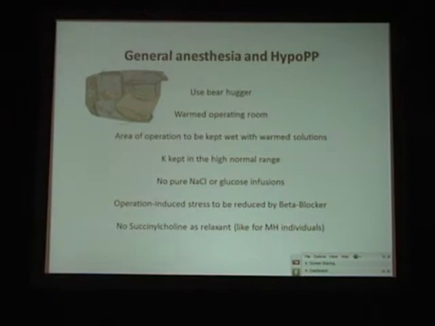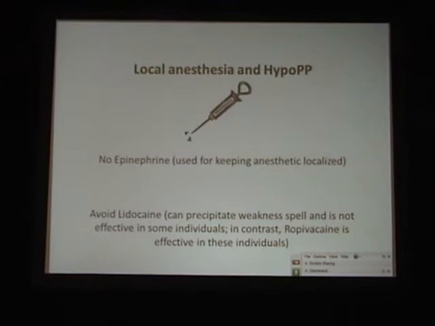So we come to the final conclusion slide. What do we do in hypo-PP? We use a warm operation room. We should keep the area of operation warm with solutions. Of course, potassium should be kept in the normal range. We should avoid sodium chloride or glucose infusions. And whenever possible, we should do anything to avoid operation stress. And a point on local anesthesiology.